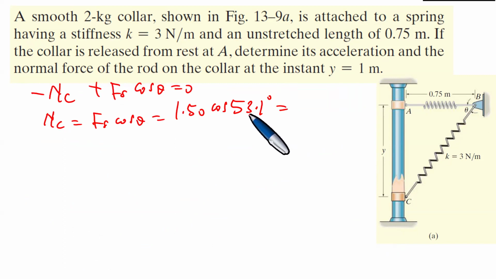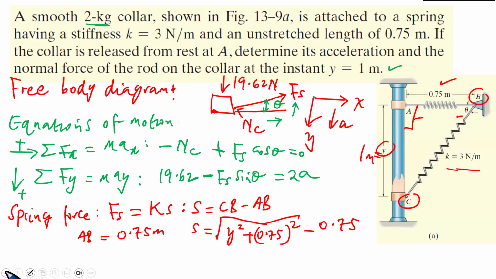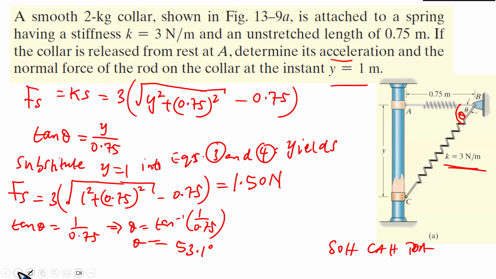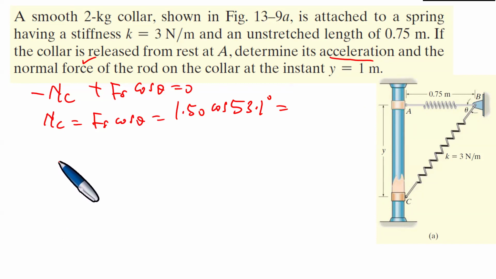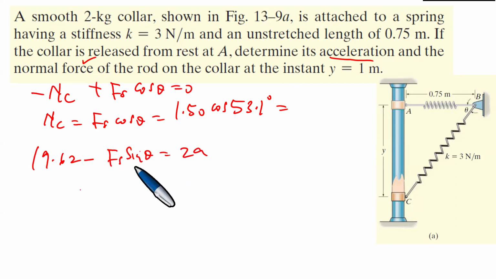53.1 degrees. Okay, use the calculator. Because we need to find the normal force, and this is the normal force. We just need to calculate this one from one of the equations. And the acceleration is going to come from this equation, because this equation has acceleration. And then we're just going to put in the spring force. In other words, we shall put the 19.62 minus FS sine theta, which equals 2A.